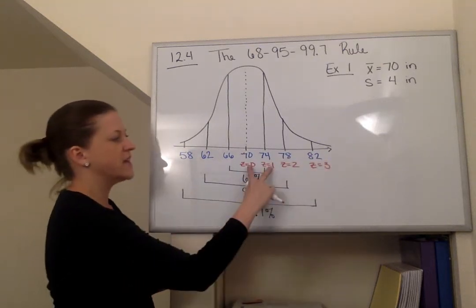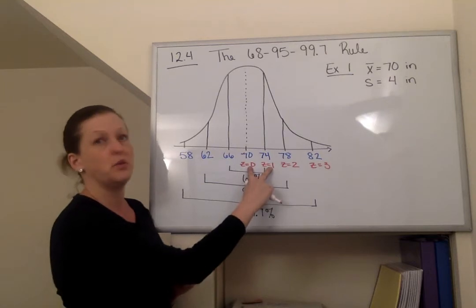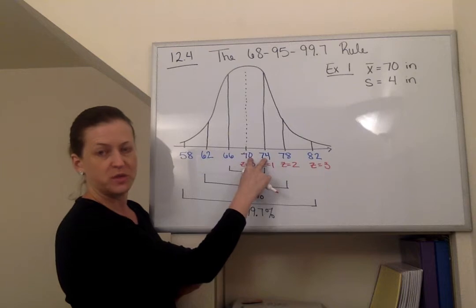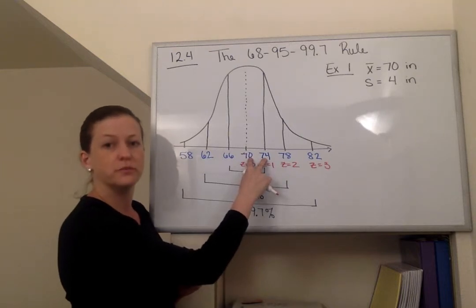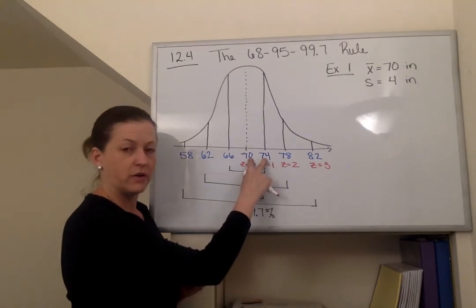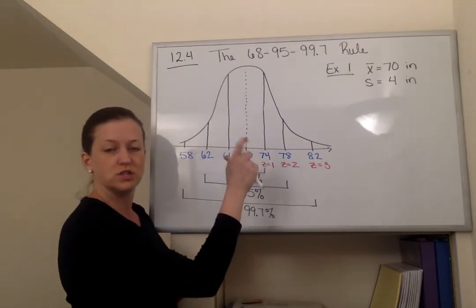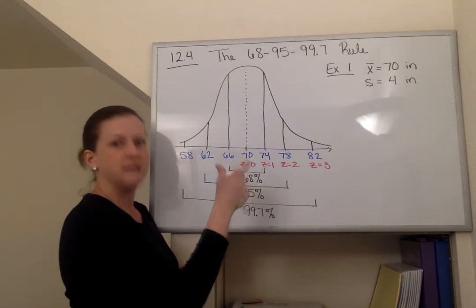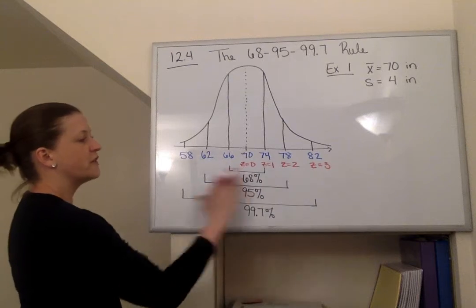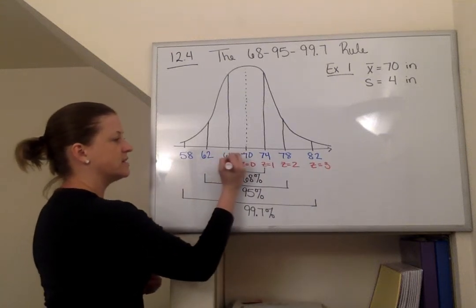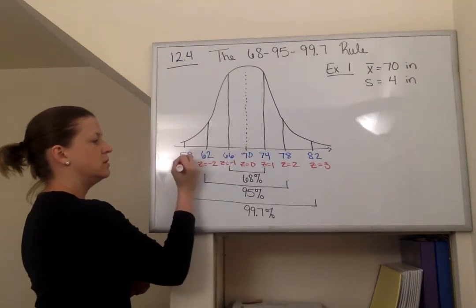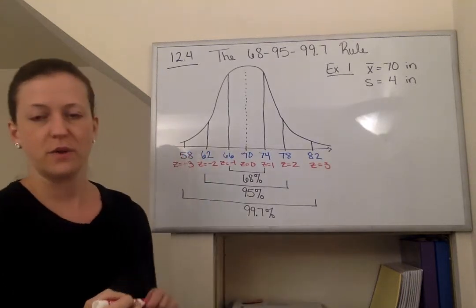Okay? So say z is 0.5, or a half. Well, halfway between 70 and 74 would be 72. Okay? So if z was 0.5, your value would be 72. So you can have decimal z-values as well, okay? So now if I go in the other direction, this is where z is -1, where z is -2, and where z is -3.